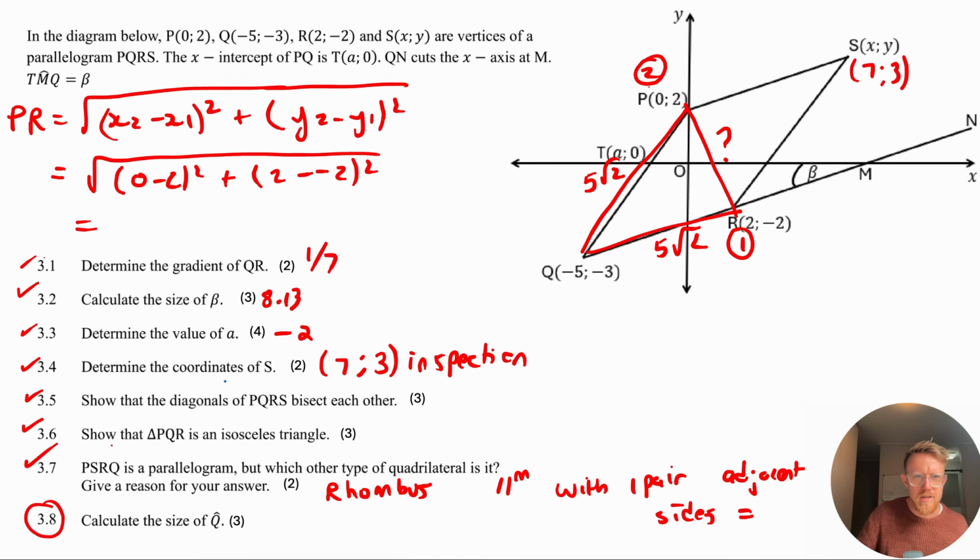And that's going to be 2 square root 5 as well. Wait, oh no, that's 2 square root 5. These are 5 square root 2.